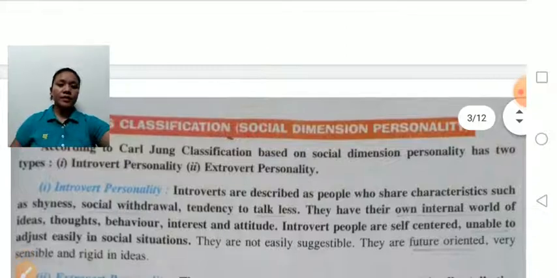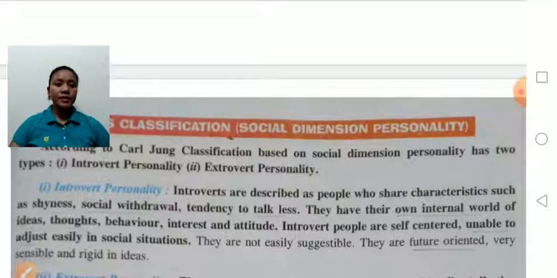Introvert personality. Introvert personalities are described as people who share characteristics such as shyness, social withdrawal, and a tendency to talk less. They have their own internal world of ideas, thoughts, behavior, interests, and attitude. Introvert people are self-centered and unable to adjust easily in social situations.